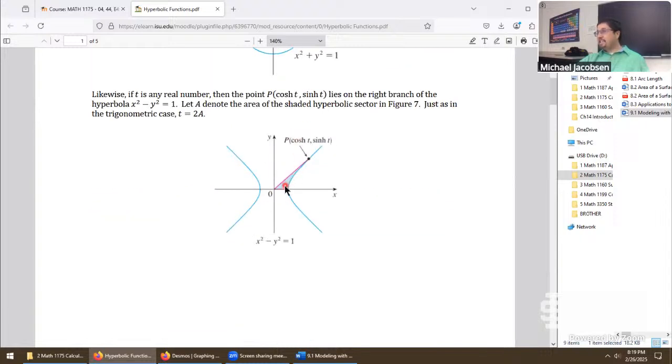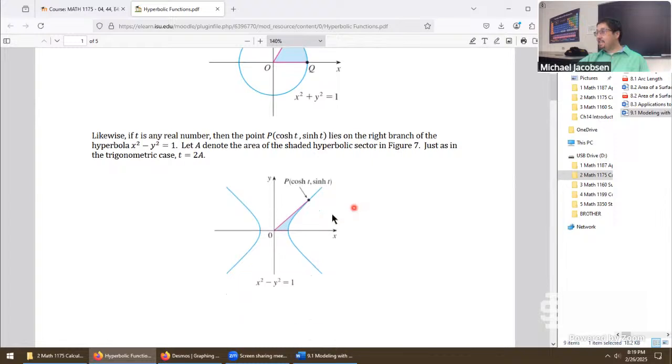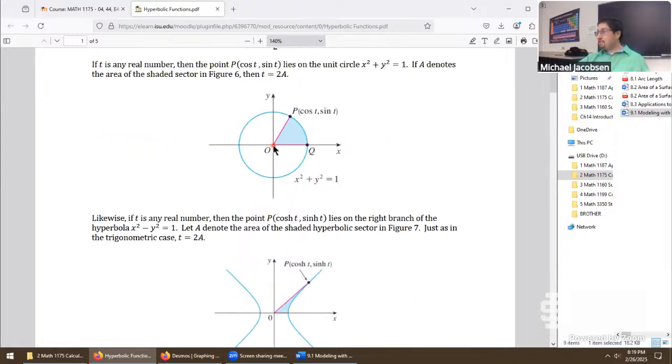And this area right here, this takes loads of calculus to show and derive. But just as before, we have a coordinate here for cos t, sin t, just like a coordinate for cosh t, sinh t. Same area argument, t equals twice a coming from here. And we've defined hyperbolic functions. Here's the really weird thing about all of this. Trig functions are the weird ones, and we'll see why in chapter 11.